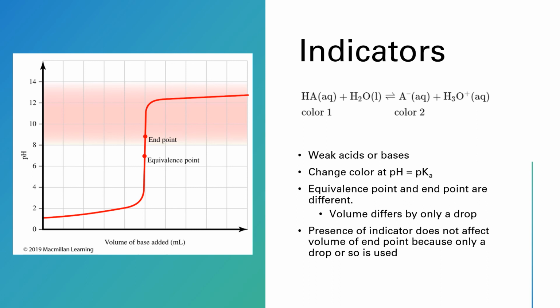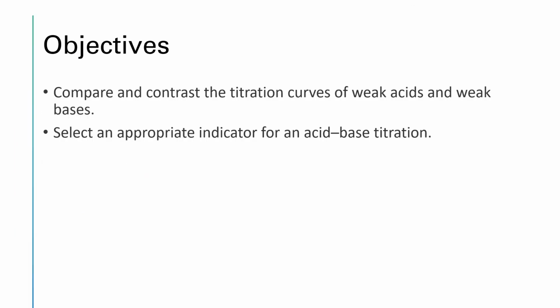And so usually you're in really good shape if your equivalence point is within about 1 pH unit of where your indicator turns color. All right, so we looked at a little bit about the shape of a titration curve for a polyprotic acid, and we also looked at how to select an appropriate indicator for an acid-base titration.